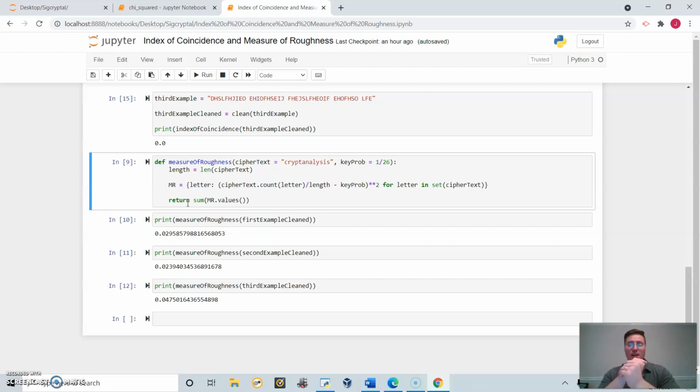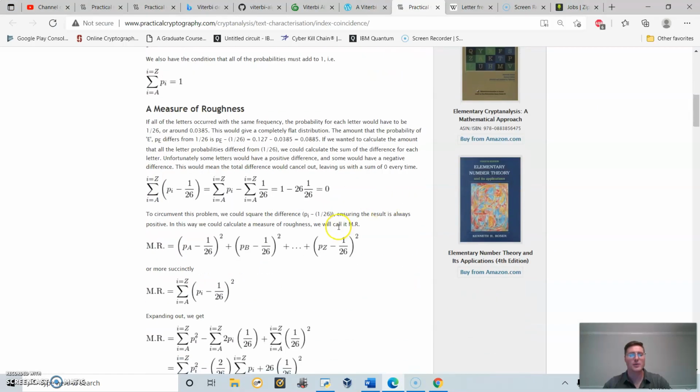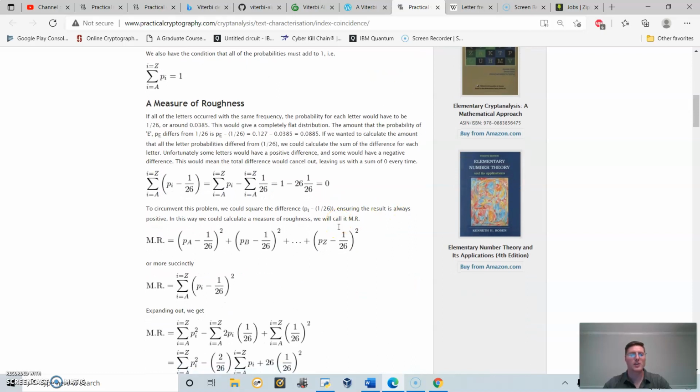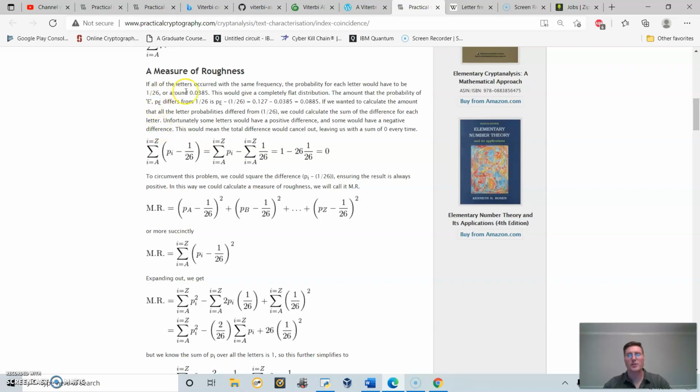So now we're going to look at the measure of roughness. And in this scenario, we can go back to the home page of our IC value on practical cryptography and look at the measure of roughness. So this is saying for the probability of each letter, we want to determine the probability or the frequency of that letter that differentiates it from the ideal uniform distribution or flat distribution.